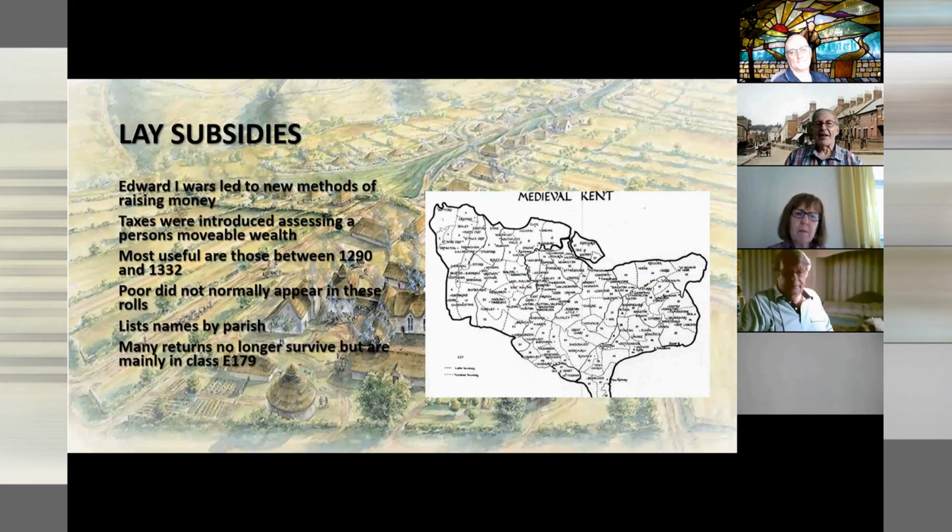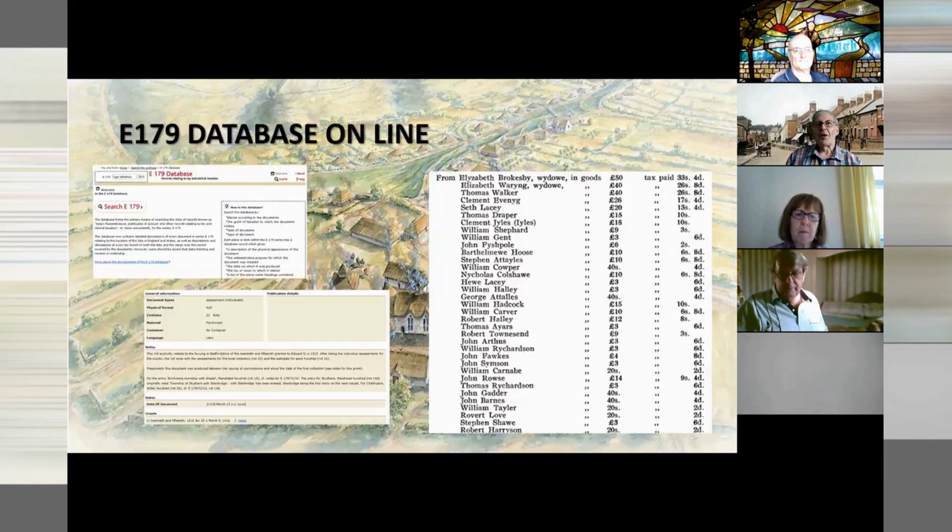And that is a database. You can go on to the Discovery website and you can actually call up the database of the lay subsidies. Some counties have lists and some have been published, but the E179 database online gives you the information. It gives you an information sheet when you do it. It gives you a search, so you can search for an individual, and then you will get the listing for that particular area together with the value of the goods and the amount of tax they paid.